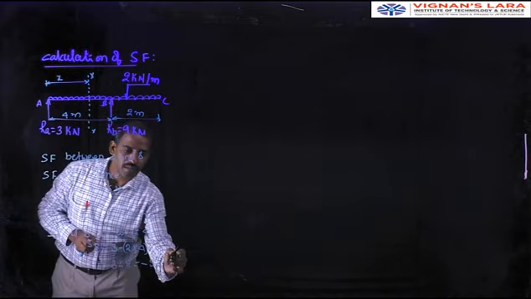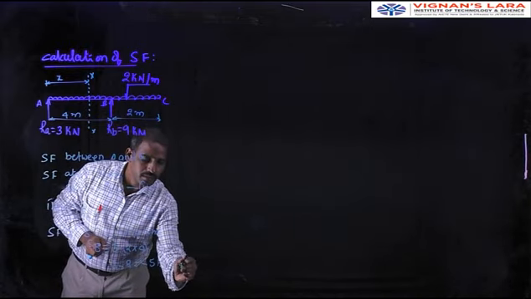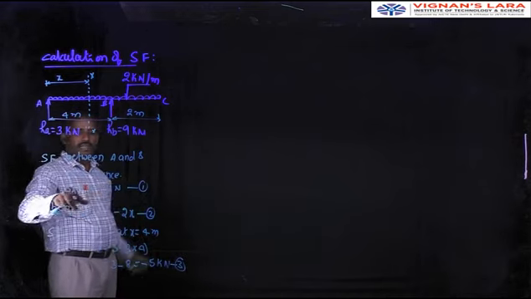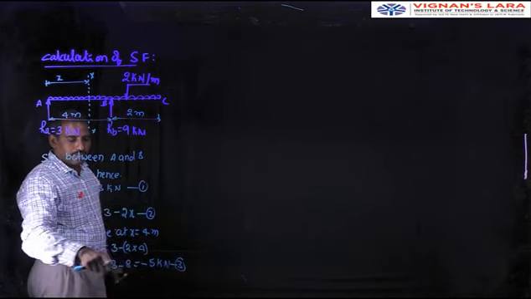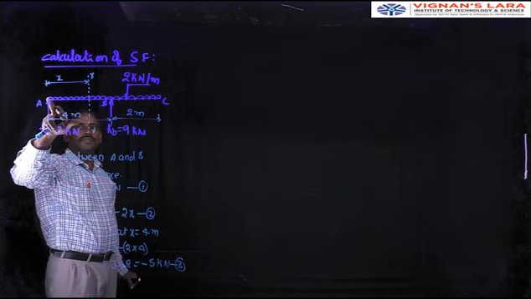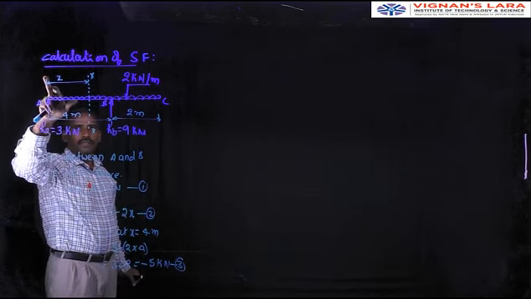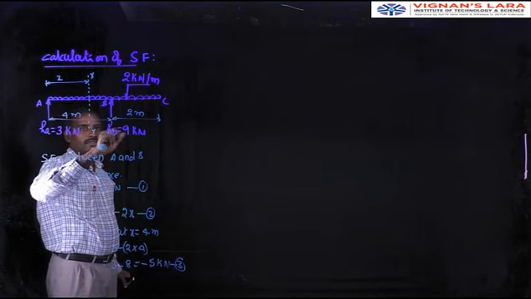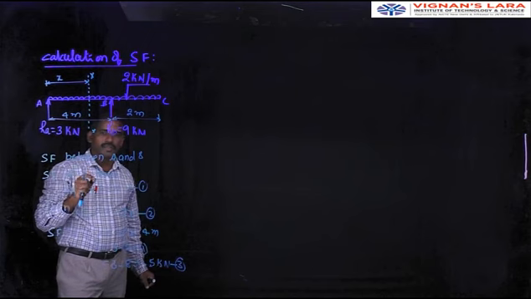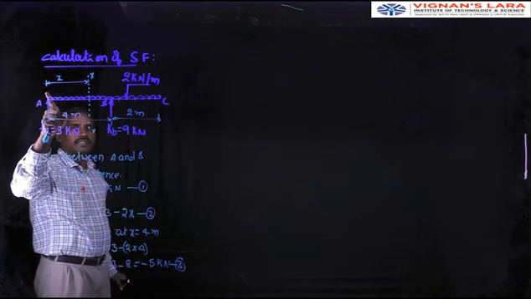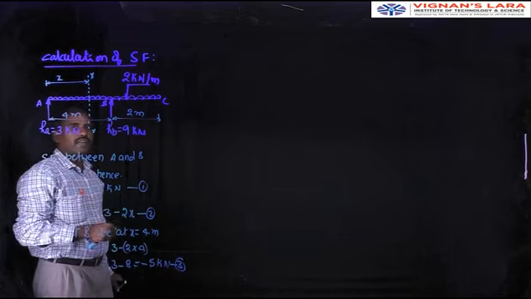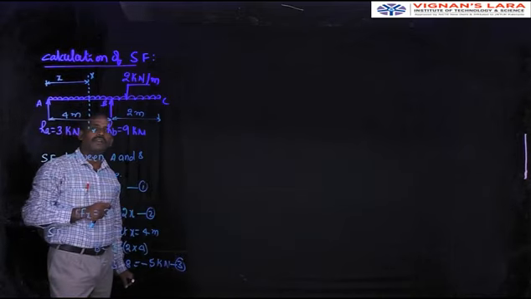Here we have to observe 2 points. One is shear force at A is positive, and shear force at B is negative. Keep it in mind, it is very important. It means the shear force changes sign from positive to negative. Definitely it is 0 at a particular point.